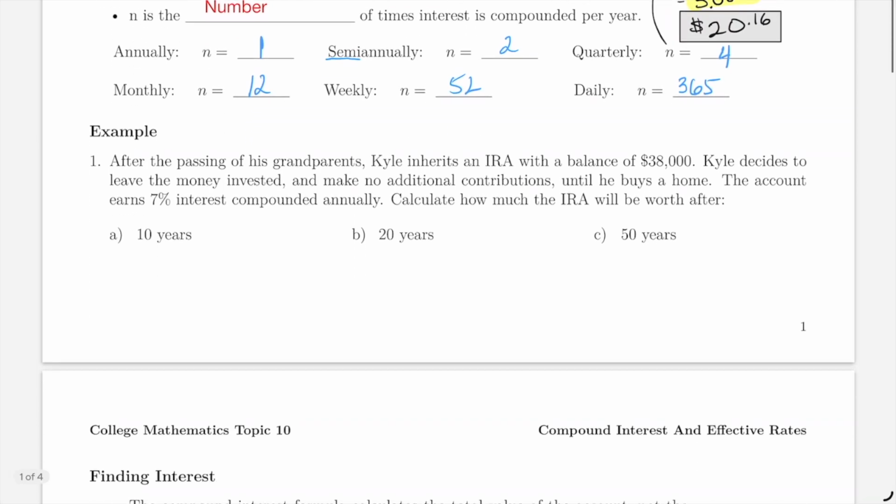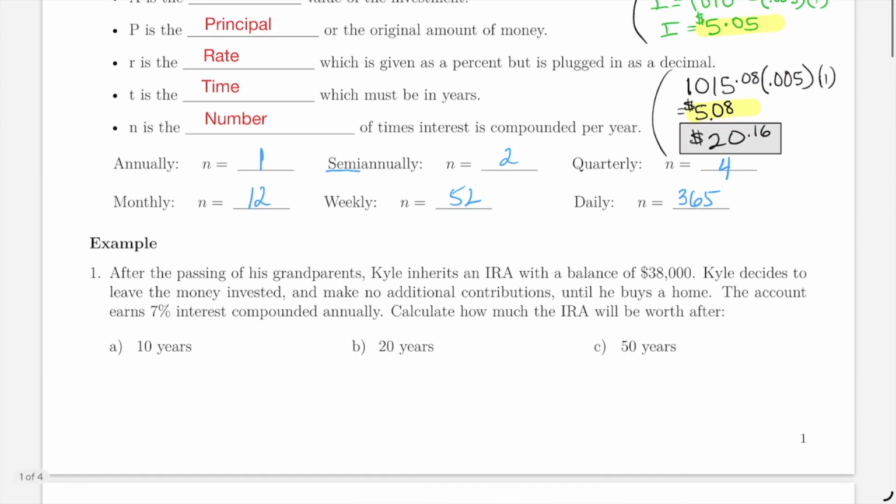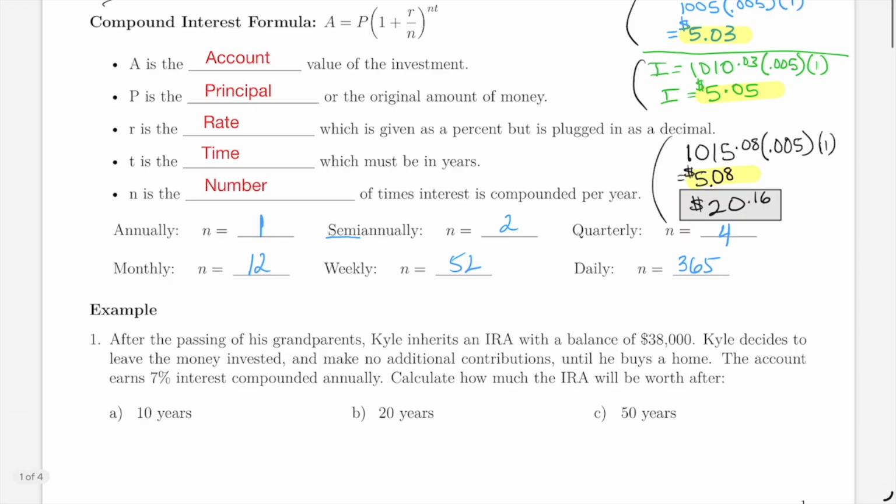Let's look and see how this compounding formula is going to work. Before we do, though, I do want to let you know that yes, this n does show up 2 different times. I want to remind you of that. That same number, the number of times that it's compounded, shows up both in the denominator here and in the exponent.